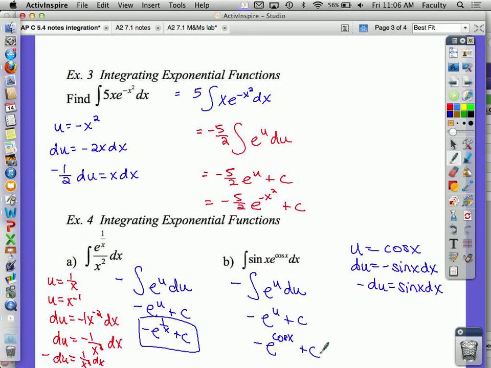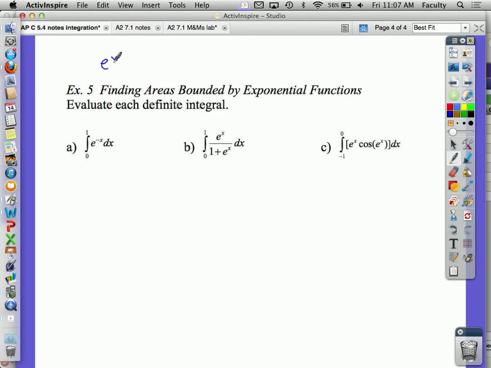I think it's the last one. Finding the areas bounded by exponential functions. This is just a definite integral. Something I need you to remember is e to the x, unless you shifted it up or down, is always above, or e to the negative x, that just does this. Okay, without a calculator, you should know this. We did it in Algebra 2, we did it in pre-calculus. So there's an expectation you know what that looks like.